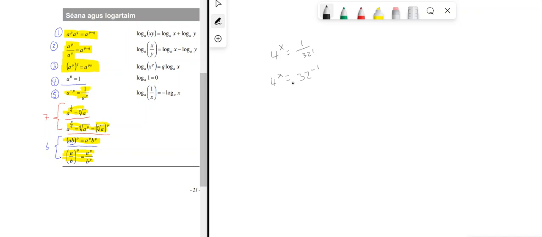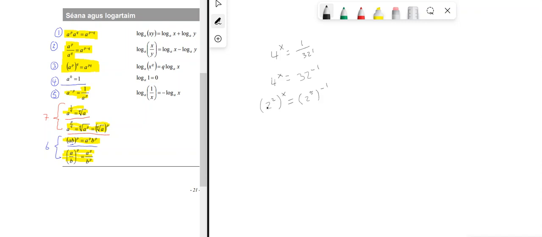So now what we want to do is change this so that we have the same base numbers on either side. One way we can do that is to write this as 2 to the power of 2. So 4 can be written as 2 to the power of 2, and that's all raised to the power of x, like so. What's another way that we could write 32 as a power of 2? It would be 2 to the power of 5, and that would all be raised to the power of minus 1. Notice now what we've done is we've changed these so that they have the same base number.